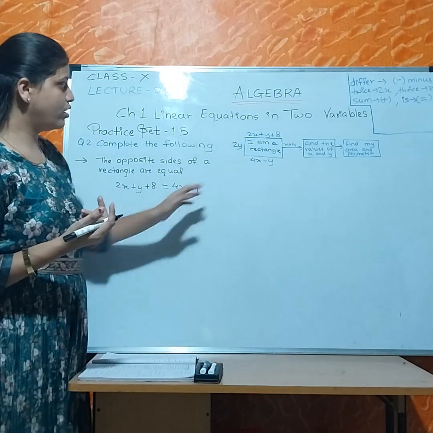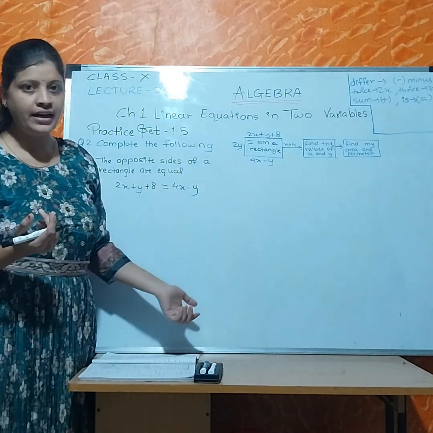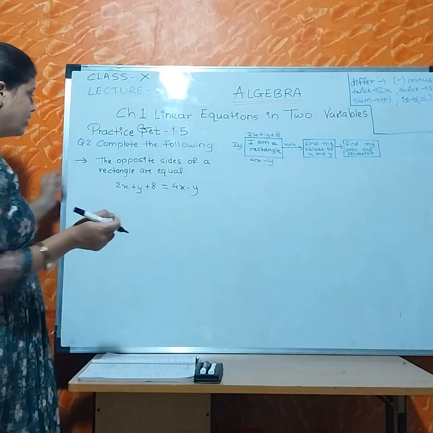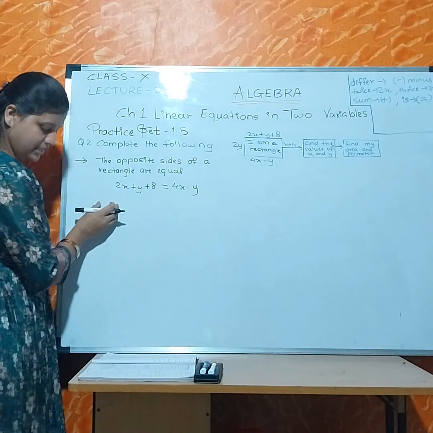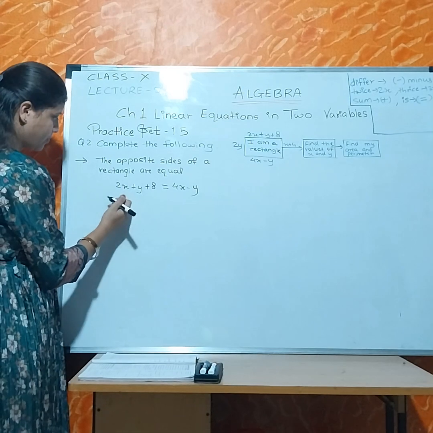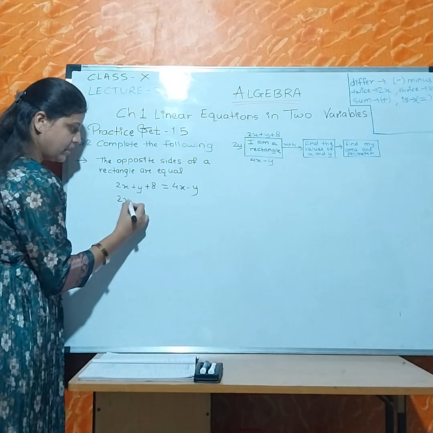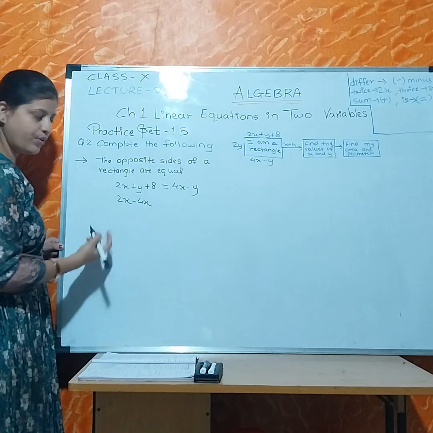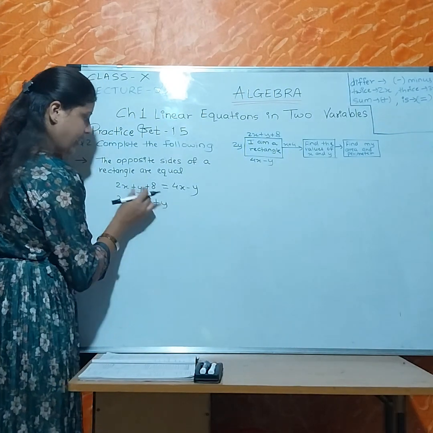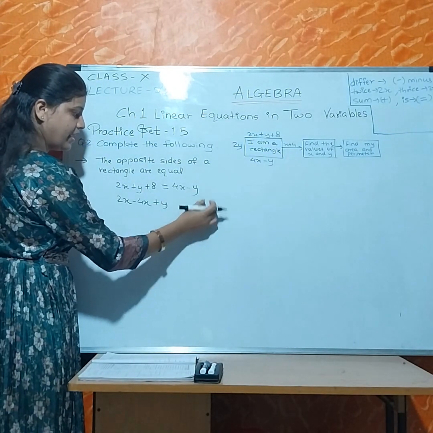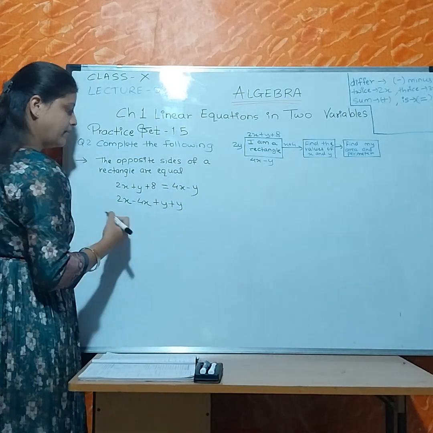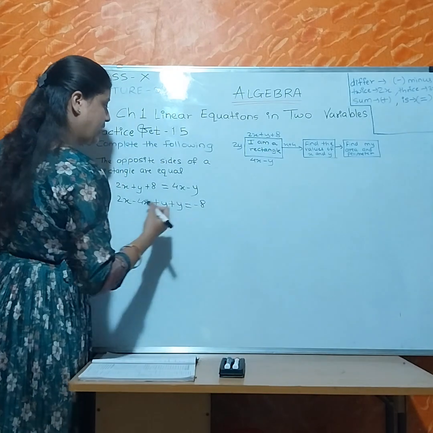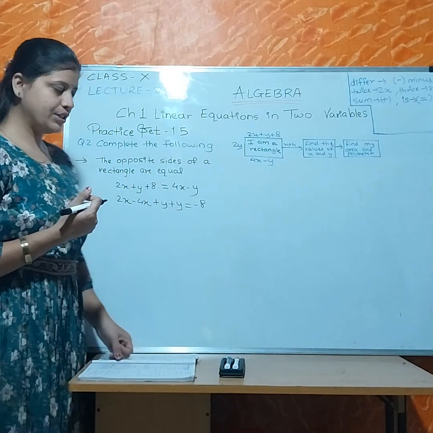Why have we written this? Because we know opposite sides of a rectangle are equal. We will solve this to get one linear equation. Now, if we take both of these, so here is 2x and this 4x goes here in minus form, minus 4x, plus y as it is. This minus y, here it will go plus y. We will shift this 8 to this side, so it is equal to minus 8, to get the equation.